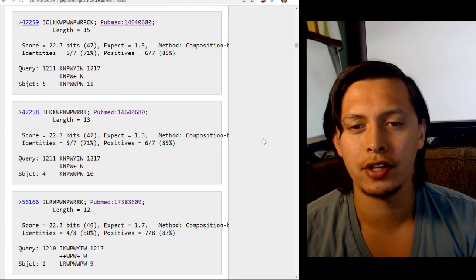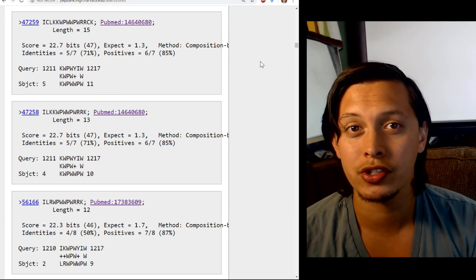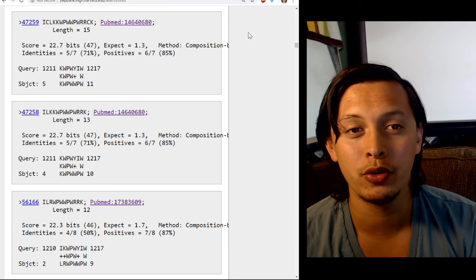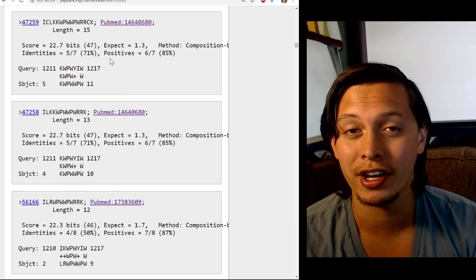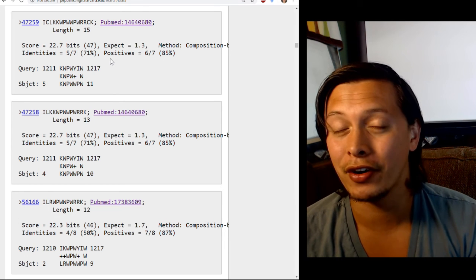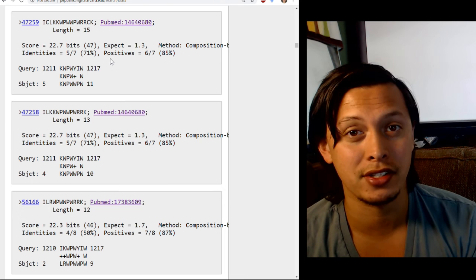And I should also mention a lot of toxins are cysteine rich pieces, and so when you do these searches, if you do have a cysteine rich area of your protein, it could very easily line up with cysteine rich toxins.